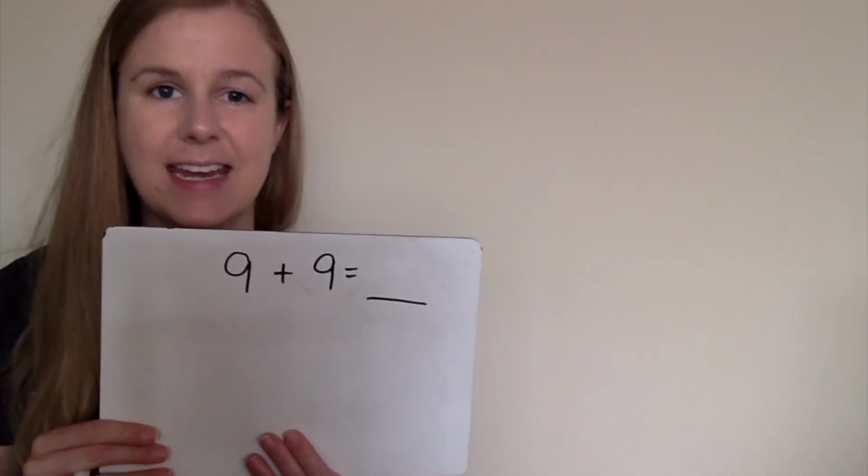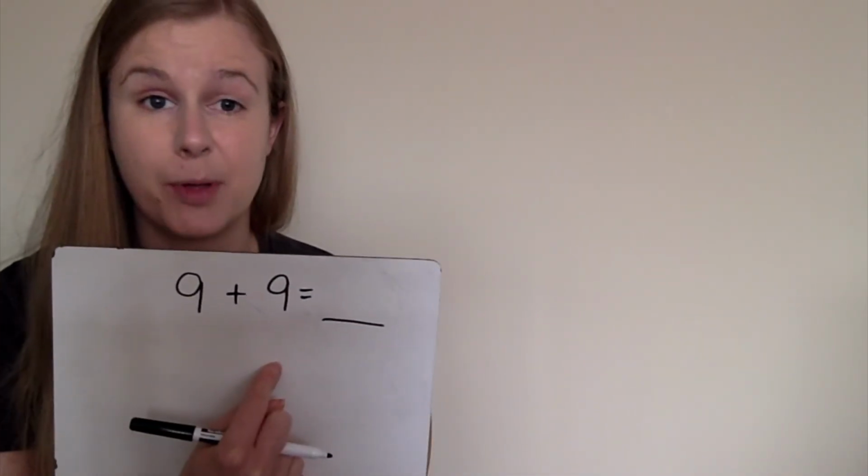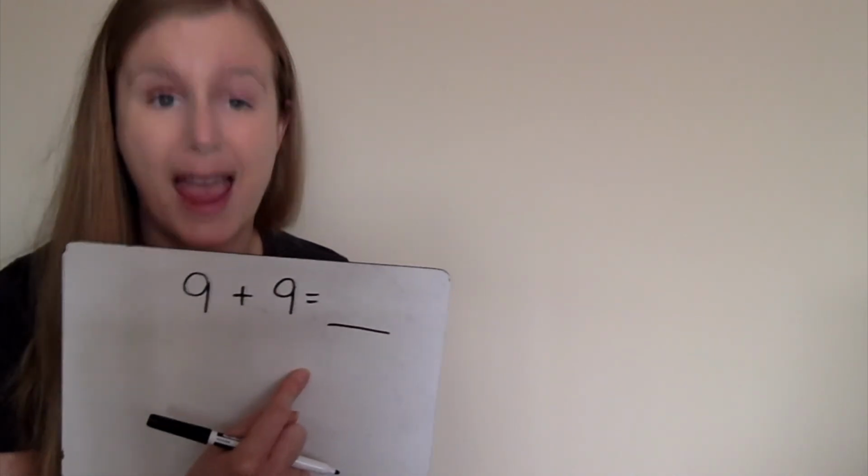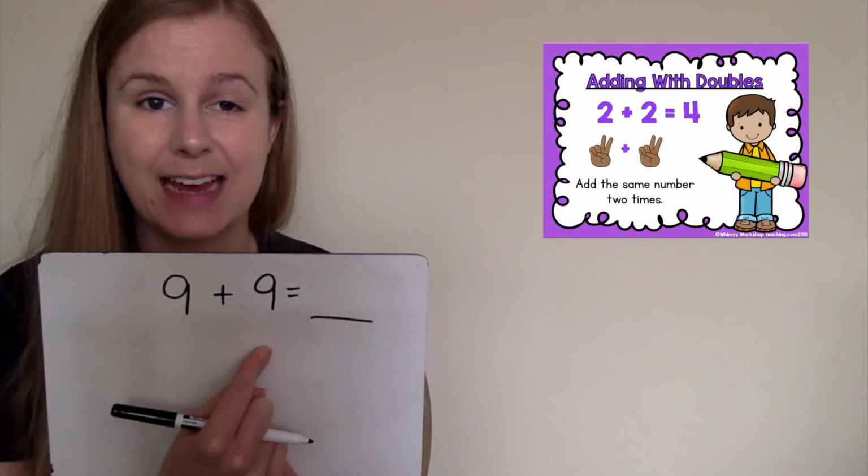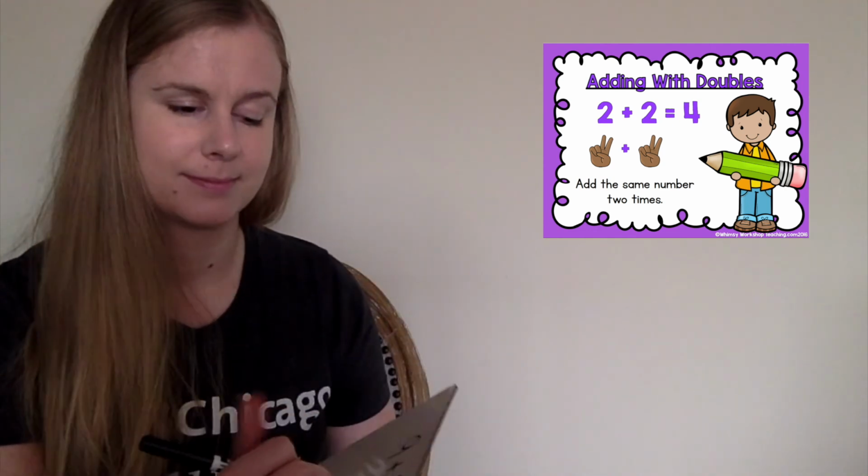9 plus 9 equals blank. This is a double because it's two of the same number. I know my doubles facts. 9 plus 9 equals 18.